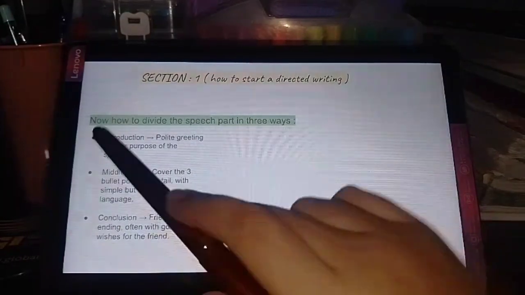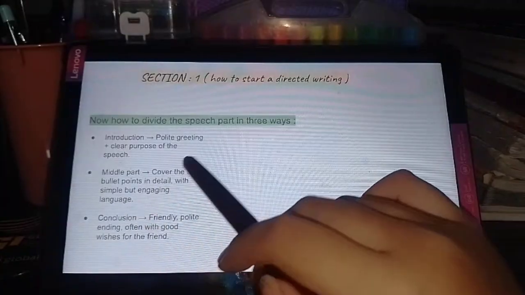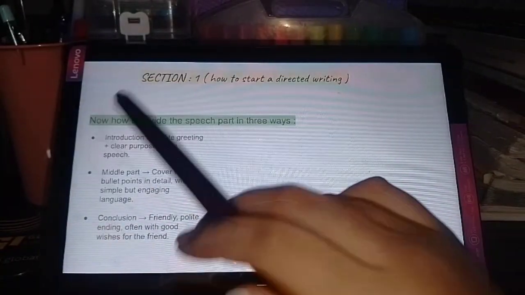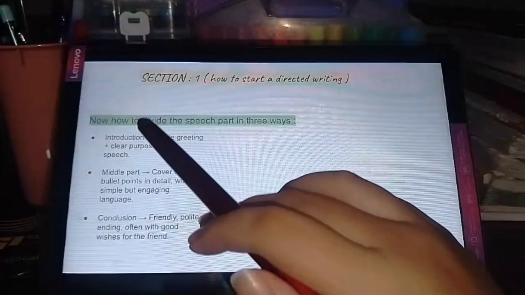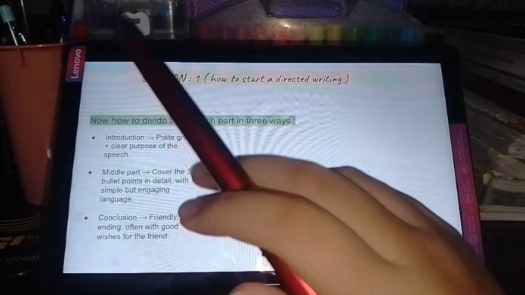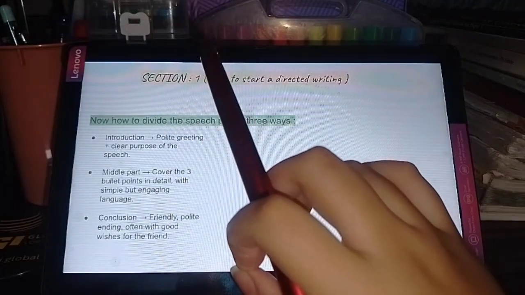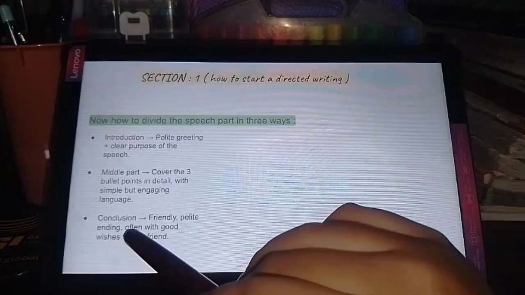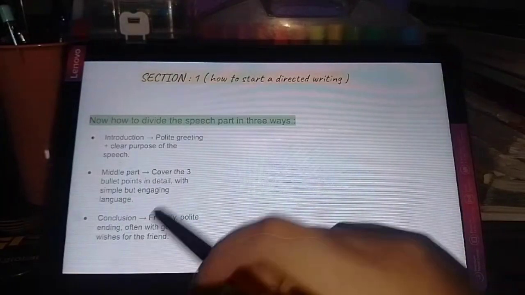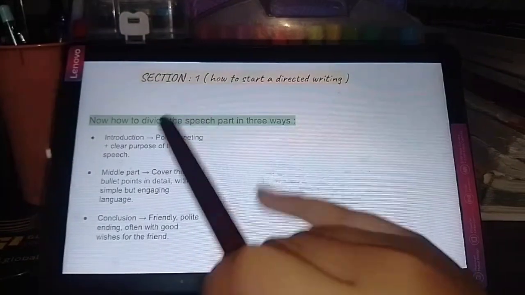Then the middle part. It's like the reason part. Cover the 3 bullet points in detail with simple but engaging language and nice vocabulary. While writing your English paper, you must know good vocabulary. You can use it. Now, the conclusion: a friendly, polite ending. You have to end politely and in a friendly way, often with good wishes for your friend.